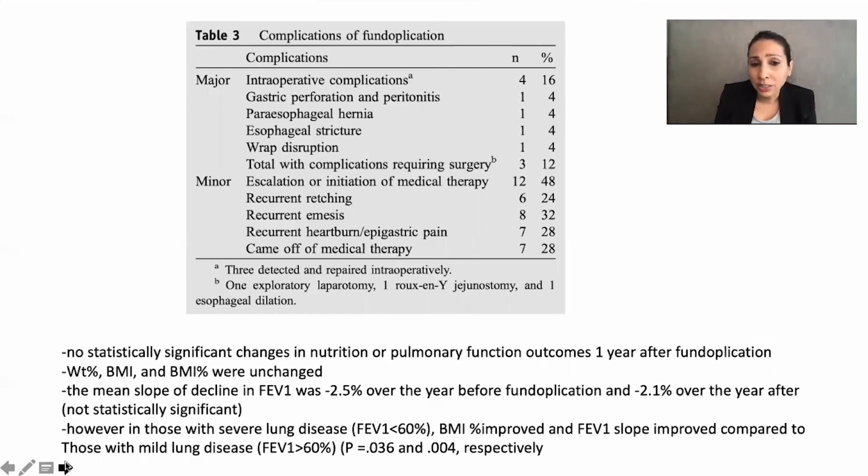There were no statistically significant changes in nutrition or pulmonary function outcomes a year after fundoplication. Weight percentile, BMI, and BMI percentile were unchanged, and the mean slope of decline in FEV1 was minus 2.5% over the year before fundoplication and minus 2.1% over the year after, which was not statistically significant in this study. Interestingly, in those that had severe lung disease, defined as an FEV1 of less than 60%, the BMI percentile had improved and the FEV1 slope improved compared to those with mild lung disease.